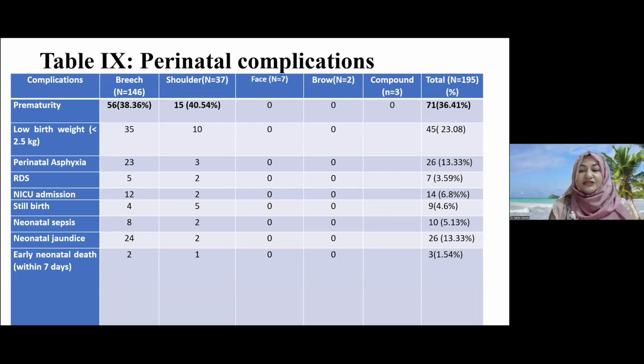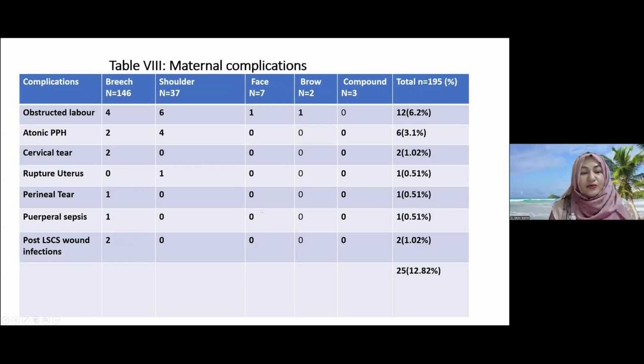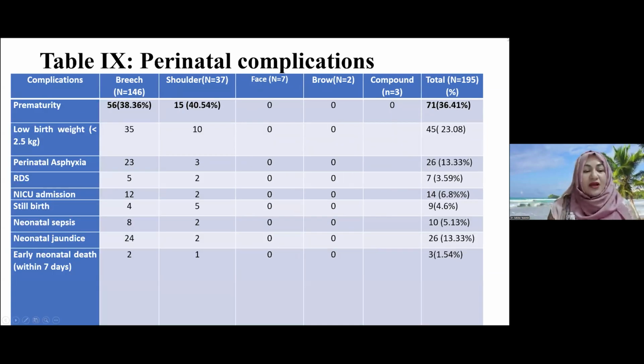Perinatal complications. There are a lot of perinatal complications, that is prematurity, low birth weight, perinatal asphyxia, respiratory distress syndrome, NICU admission, stillbirth, neonatal sepsis, neonatal jaundice, early neonatal death.